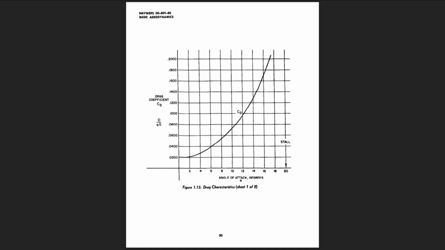At low angles of attack, the drag coefficient is low and small changes in angle of attack create only slight changes in drag coefficient. At higher angles of attack the drag coefficient is much greater and small changes in angle of attack cause significant changes in drag. As stall occurs, a large increase in drag takes place.